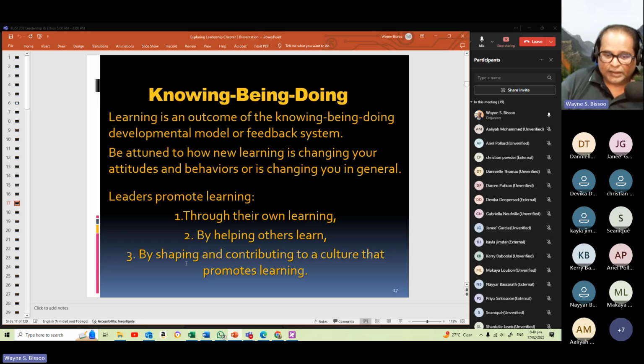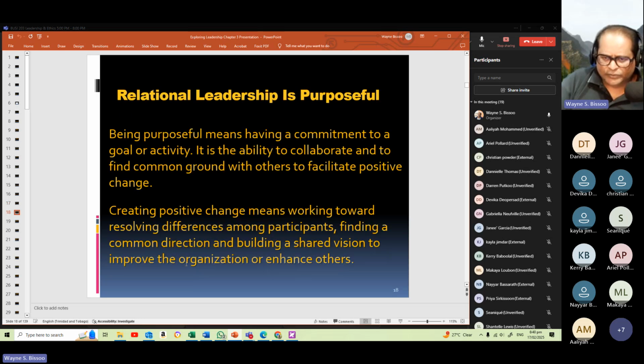That's the second part. And by promoting a culture within the organization that helps to encourage learning and learning opportunities within it. So those are things that are kind of critical for you as a leader to start to understand that we are all going to be learning together at all particular points in time.